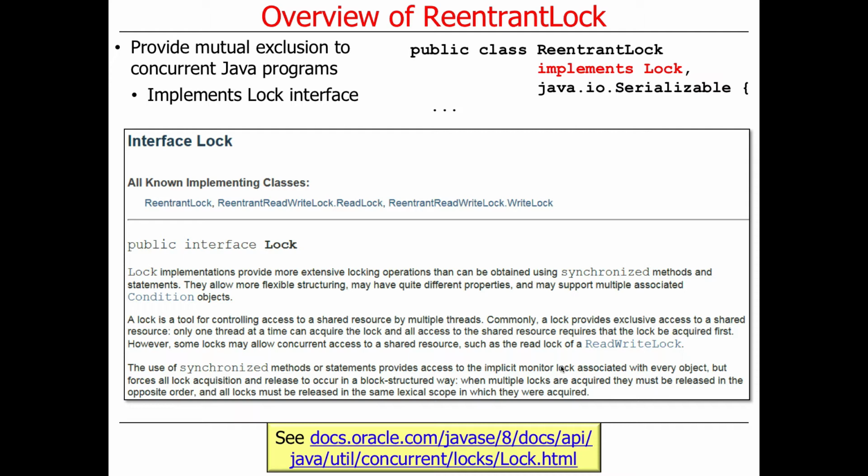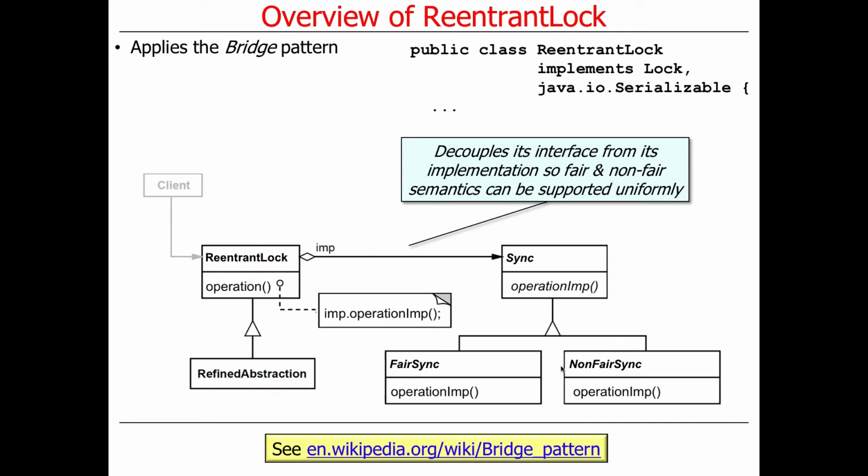It's actually pretty fun to read the documentation for the Lock interface, because it gives you some good insights as to how it works. The implementation of ReentrantLock implements the Lock interface and applies the bridge pattern. Remember, the Gang of Four bridge pattern basically separates the interface from the implementation, so the two can vary independently. This is a variant of the bridge pattern where the interface doesn't really change, right? And by the way, when I use the word interface, I don't mean Java interface, I mean API. So we have the ReentrantLock API, which has methods like lock, unlock, and so on.